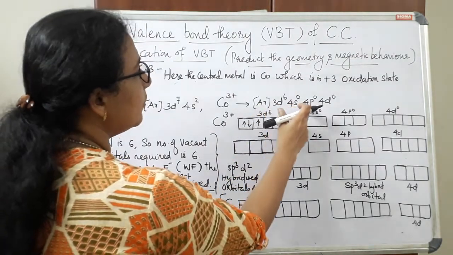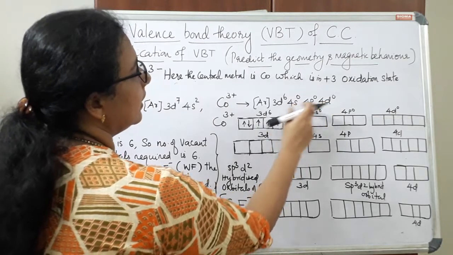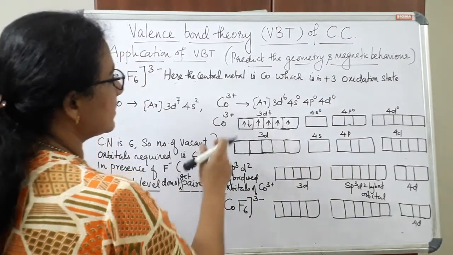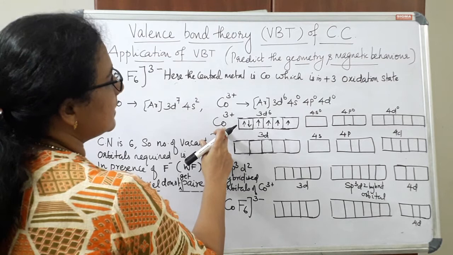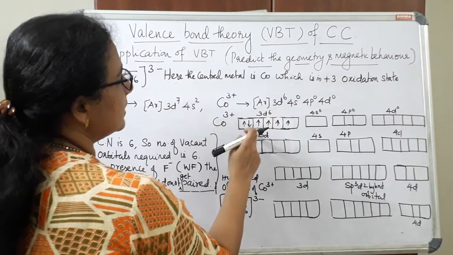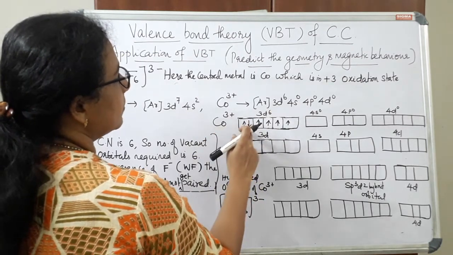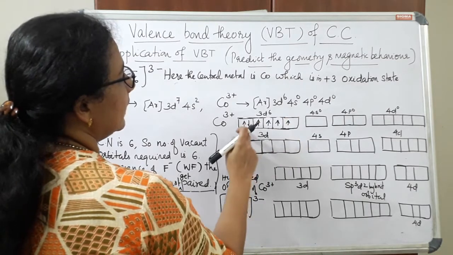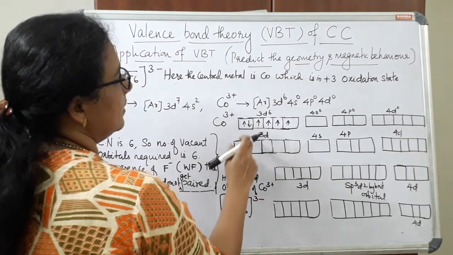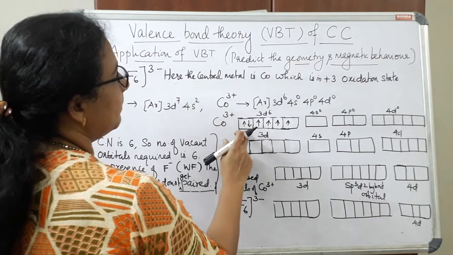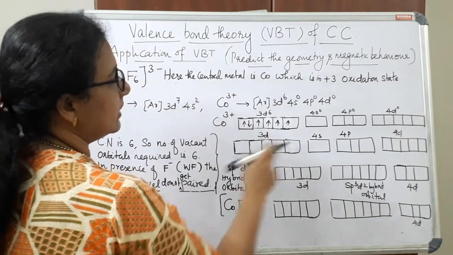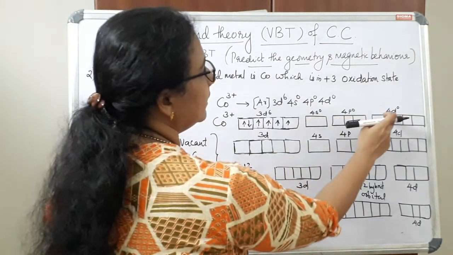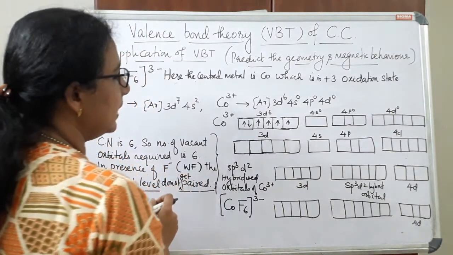And 4s0, 4p0, 4d0, these are actually vacant orbitals. Now Co3+ is having a 3d6 configuration. This is the orbital diagram. So 6 electrons are arranged in the 3d level. So this is the Co3+ electronic configuration. The s orbital, p orbital and d orbital are vacant in nature.